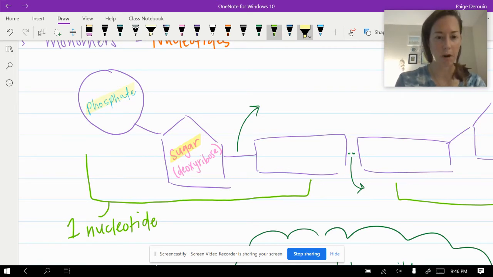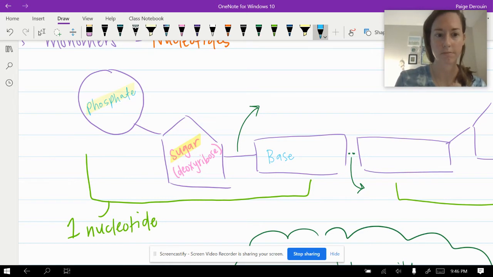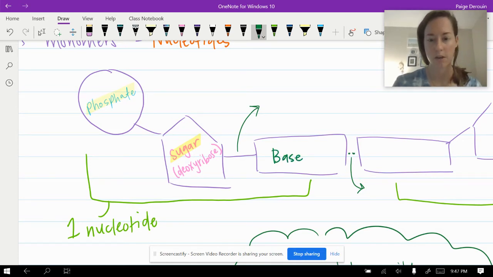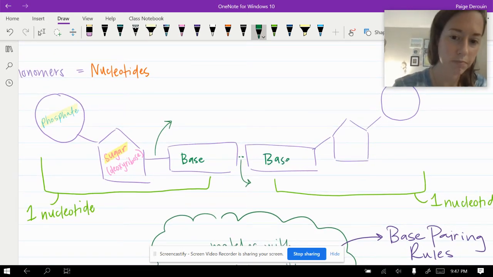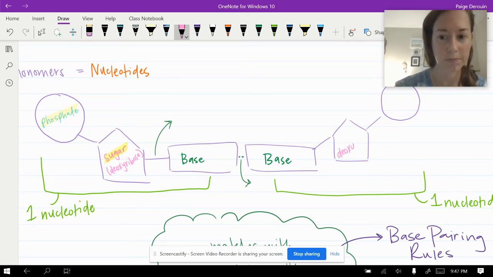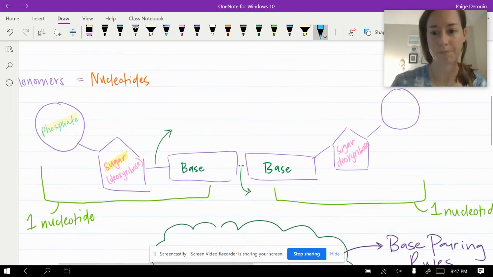And then finally, the last part of this is the actual base. So this is, I'm just going to write base. Oh, that's the same color as the other one, so I'm going to change it. That's the base. Now, the other nucleotide is a mirror image. So this is a base. This is deoxyribose, which is a sugar. And then finally, the phosphate.